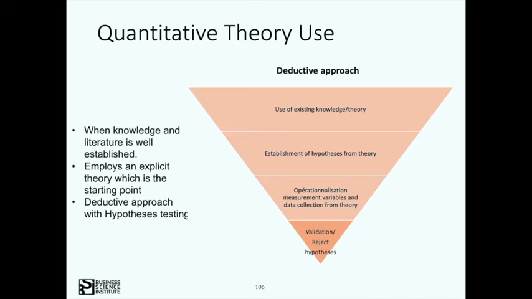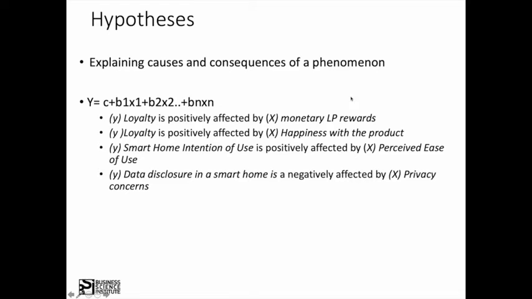Or for loyalty program research, theories are also the equity theory, but also social relationship theories. We have theories of perceived value. All these theories fit well and are well established in literature. That is why it makes sense to use these theories to explain how loyalty programs work. Are they efficient or not? The hypotheses are formulated like the following. They explain causes and consequences of a phenomenon. This is a typical regression equation with a constant and different variables.